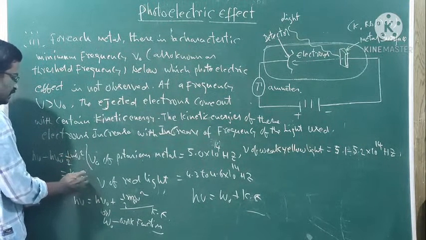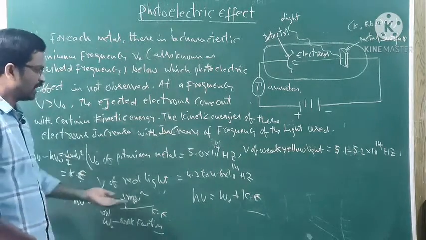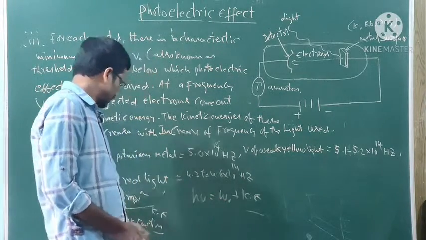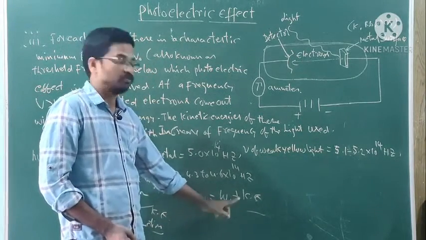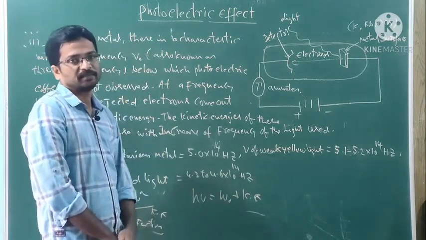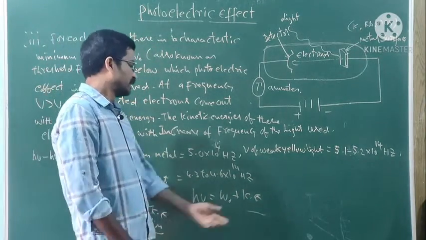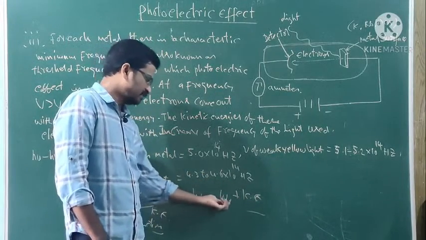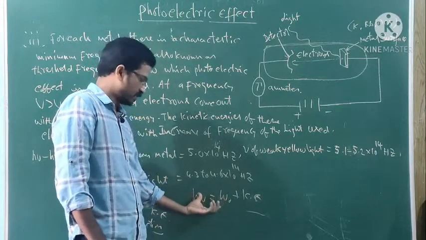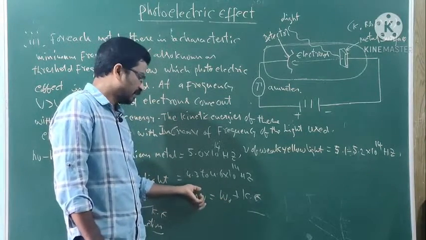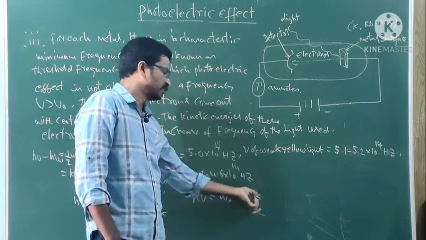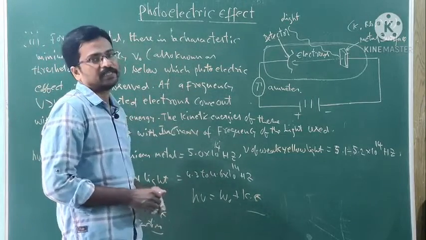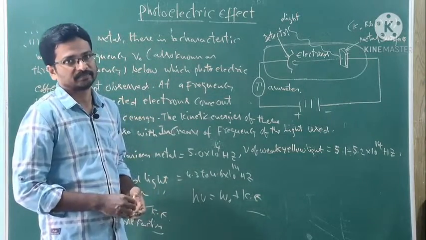Okay, you may write it like this: h nu is equal to W naught plus kinetic energy, where W naught is known as the work function, and the other term is the kinetic energy of the electron. Kinetic energy of the electron is possible only when the light frequency is greater than the threshold frequency, and then the remaining energy gets converted into kinetic energy of the electron. Okay, this is the way you can understand the photoelectric effect.